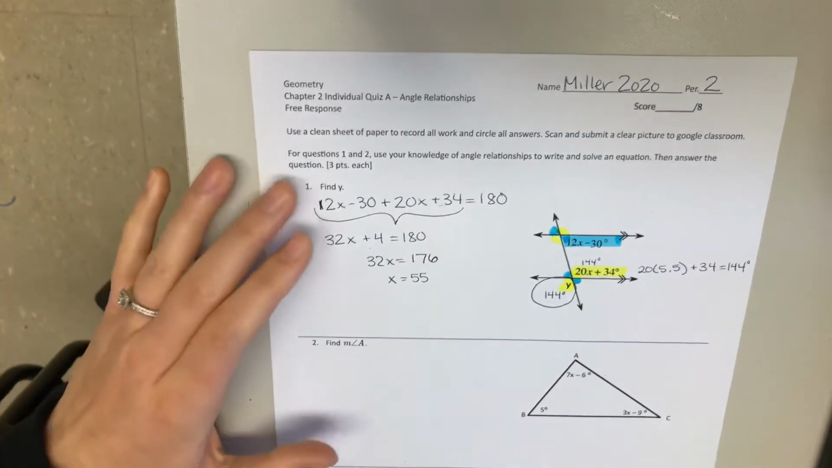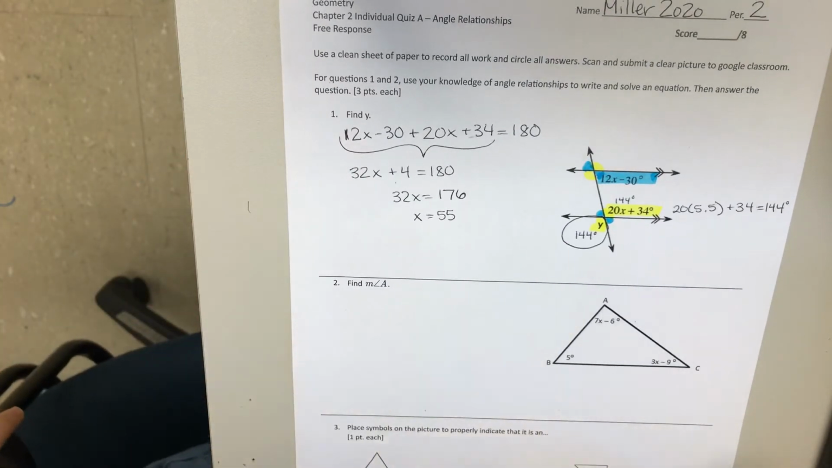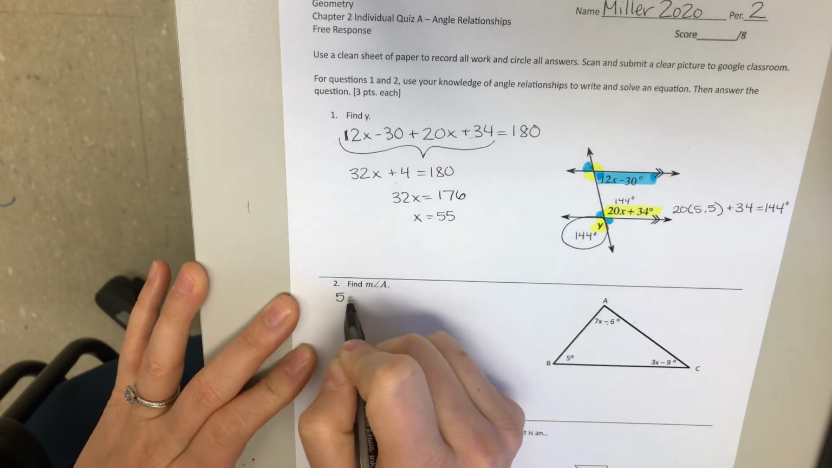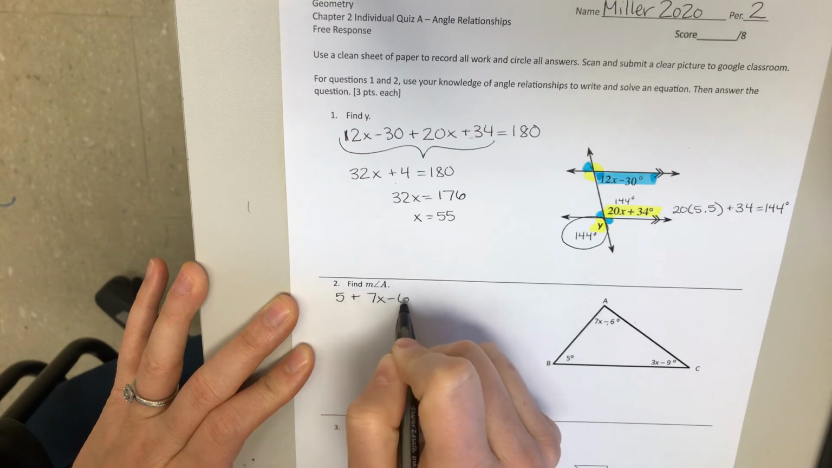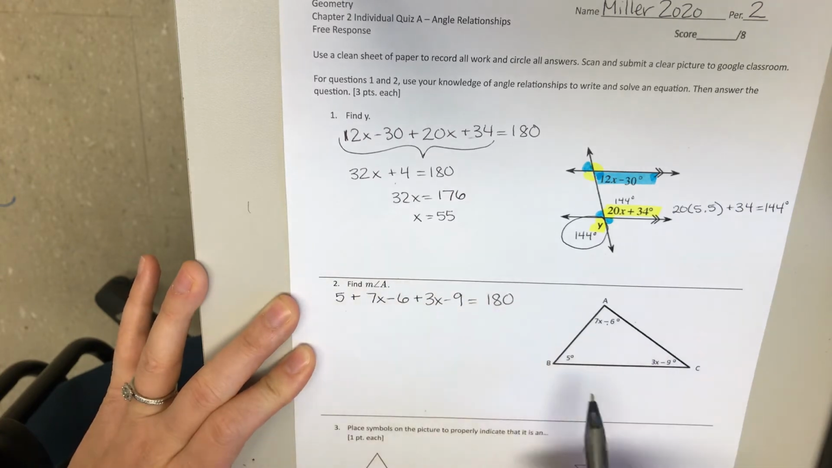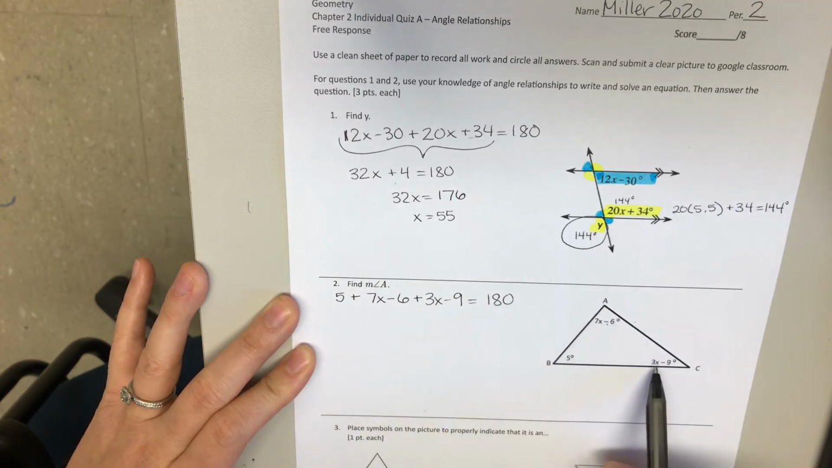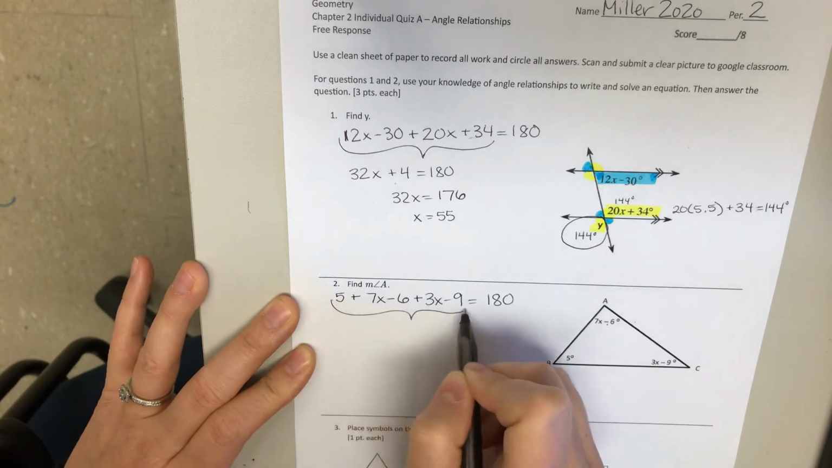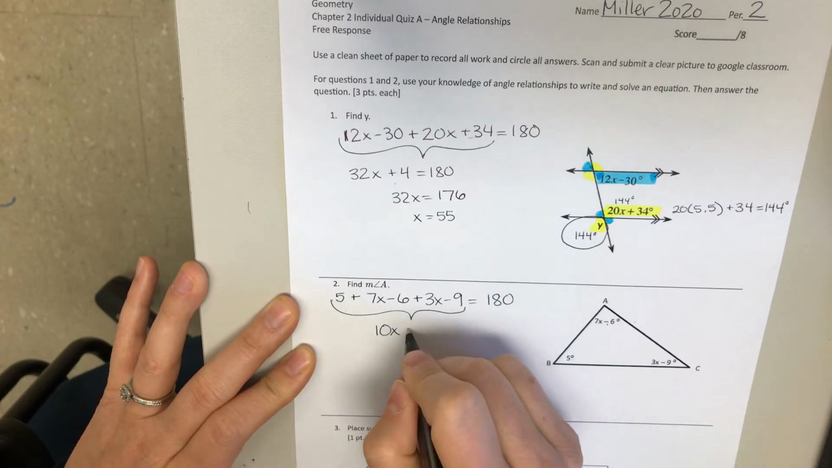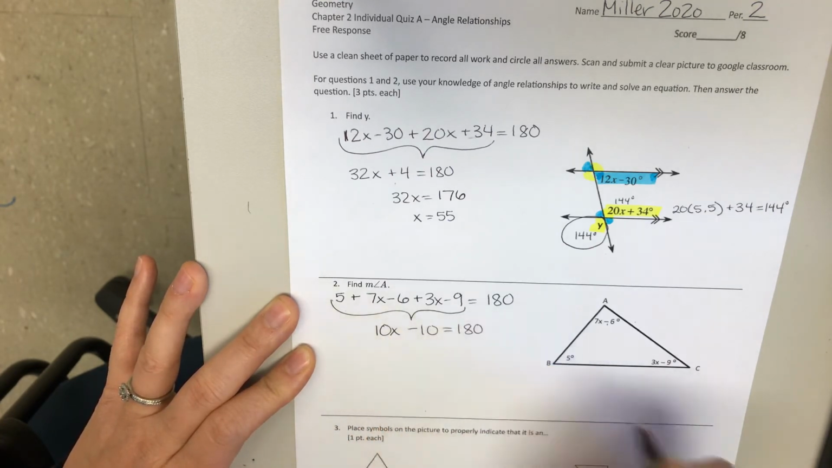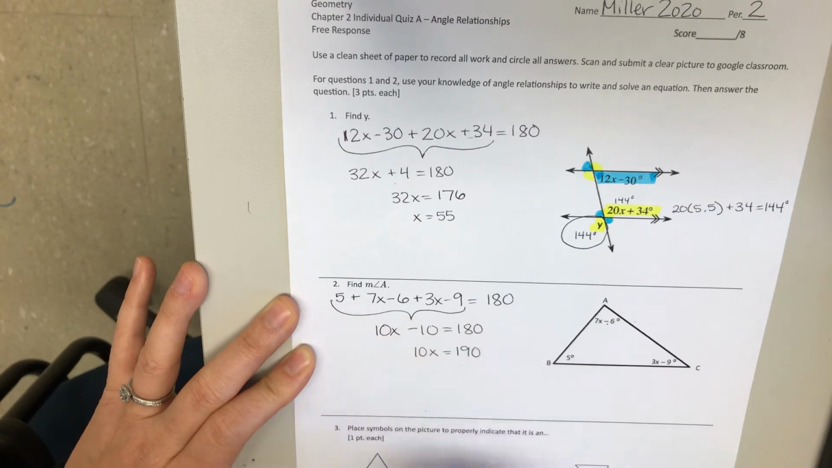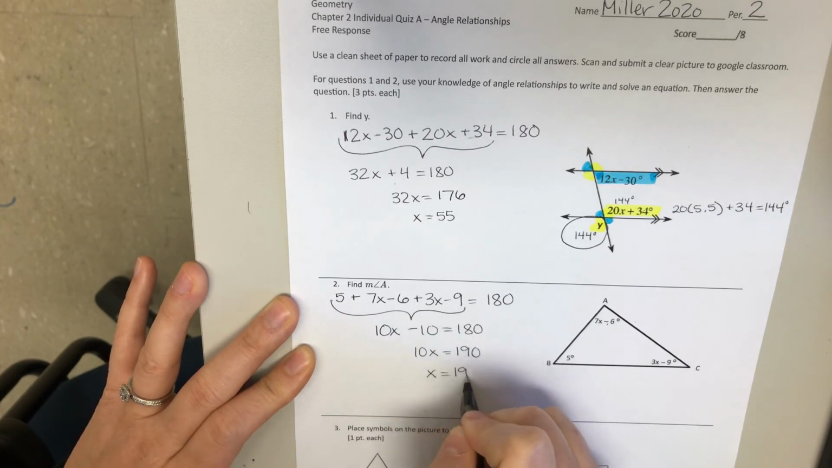Okay, in the second question, it asks me to find angle A, and I can see that there are 3 angles in a triangle, and I know that the 3 angles in a triangle, when you add them together, make 180 degrees. So this equation is 5 plus 7x minus 6 plus 3x minus 9 equals 180. And again, on this left side, I have to combine like terms. I get 10x minus 10 equals 180. I add 10 to both sides, so I have 10x equals 190. I divide both sides by 10, and I get x equals 19.